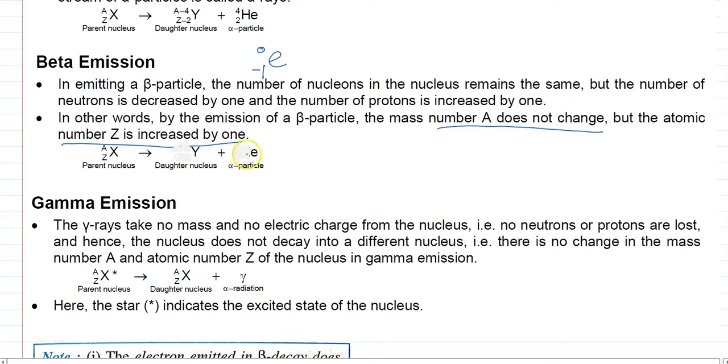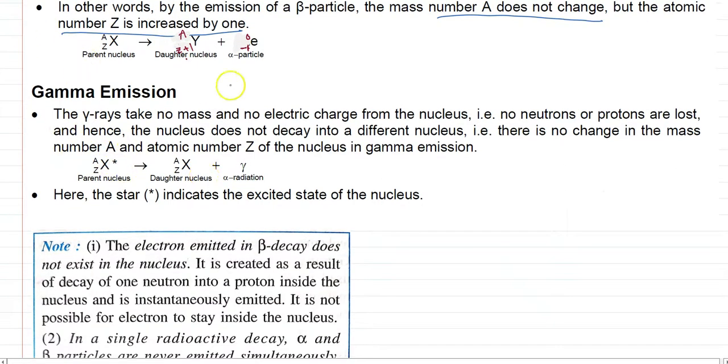When X with mass number A and atomic number Z emits a beta particle, meaning an electron 0 over -1, the daughter nucleus will have the same mass number A, and the proton number will increase from Z to Z plus 1. You can calculate this: Z plus 1 minus 1 will be Z, and A plus 0 will be A. That means the mass number of the parent nucleus equals that of the daughter nucleus plus the emitted particle, and the proton number will be conserved. This is for beta.